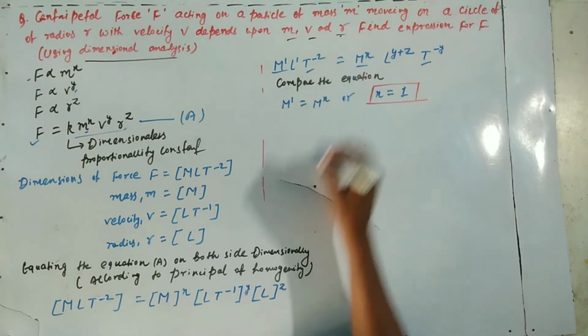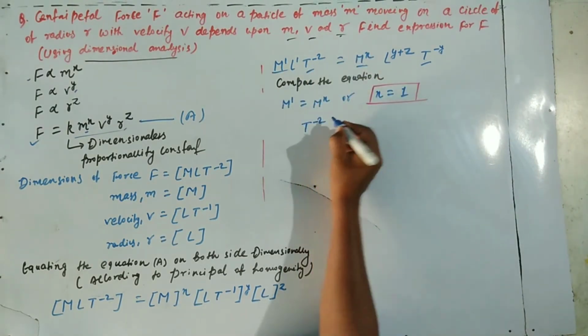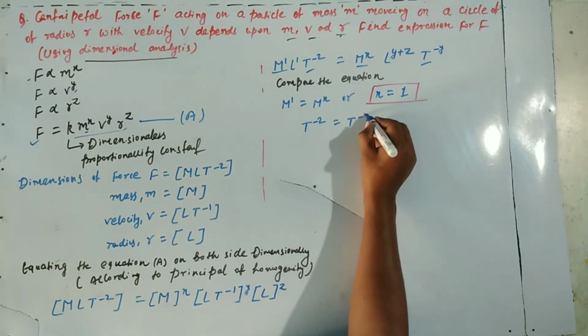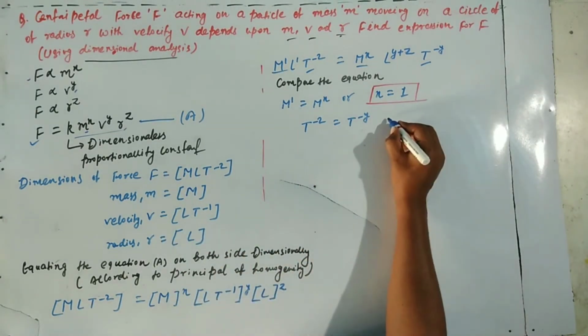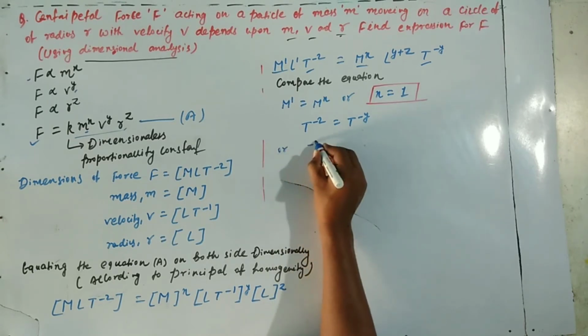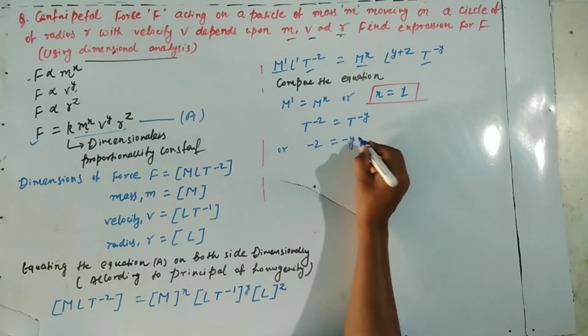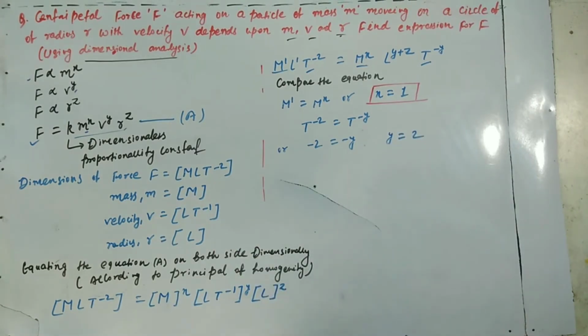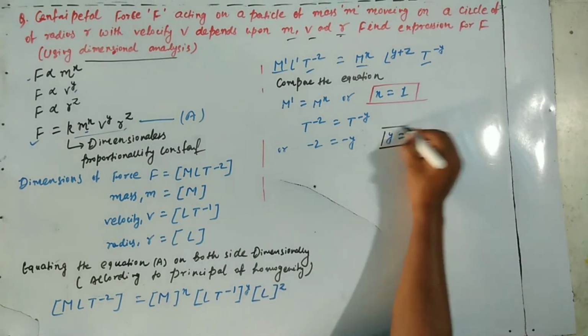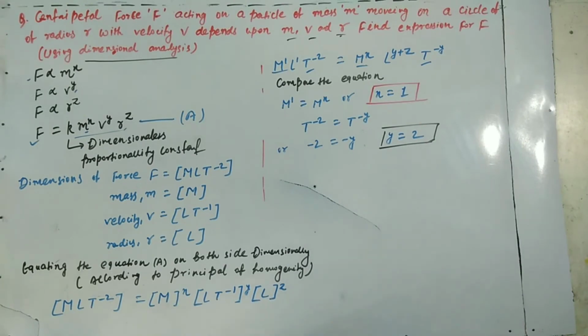Now we compare the time terms, that is T. So T power minus 2 is equal to T power minus y. When T cancels out, the remaining term is minus 2 equals minus y. Therefore y is equal to 2. So the value of y is equal to 2.